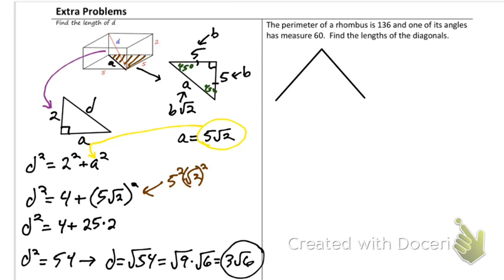Let's see how good this one looks. Oh, that's looking snazzy. All right, and what did we say the length of one side was? Who can give me the length of one of the sides? EJ? 34. So each of the sides are 34 because each of our sides are the same length.